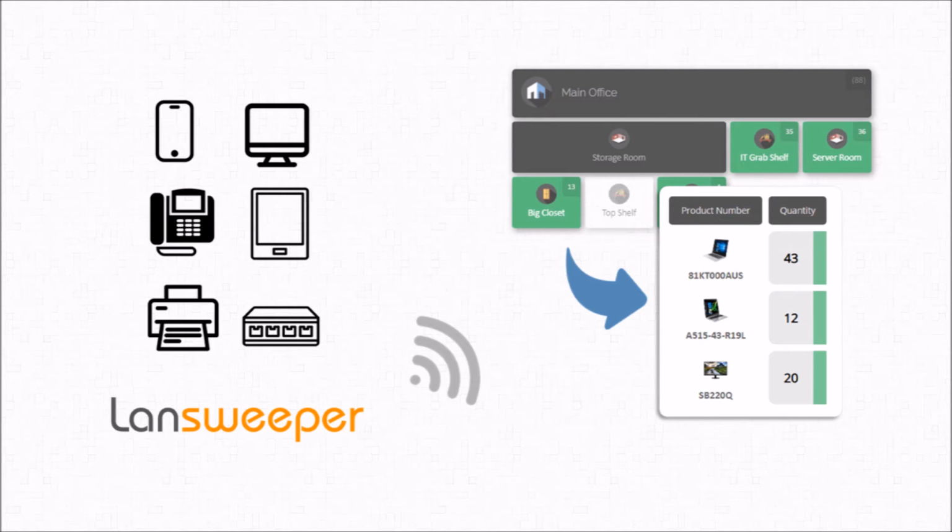Lansweeper will automatically identify all the IT assets to track, and those items will be made available for you in CyberStockroom. Anytime Lansweeper detects a new asset or updates an existing asset, it will be synchronized to your CyberStockroom account within minutes.